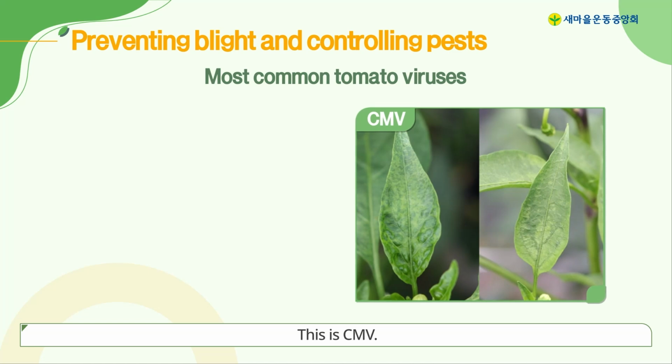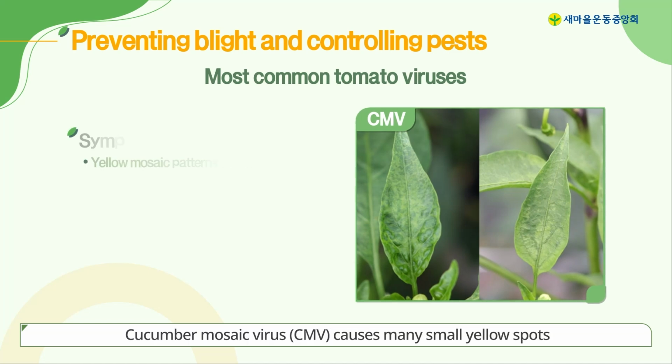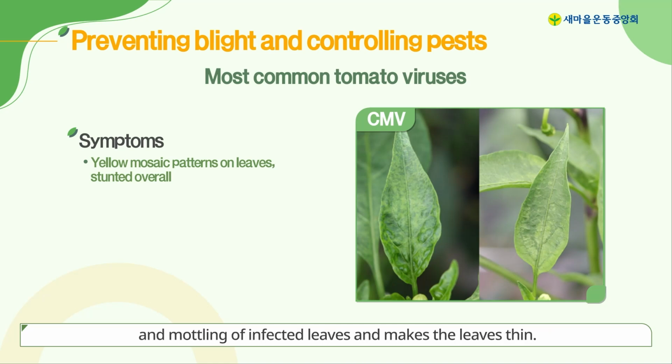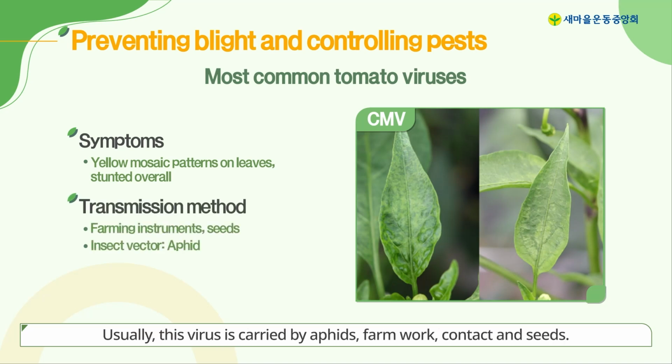This is CMV. Cucumber mosaic virus causes many small yellow spots and mottling of infected leaves and makes the leaves thin. Sometimes this virus causes the plants to shrink and deform. Usually this virus is carried by aphids, farm work, contact, and seeds. Once infection occurs, it is untreatable.